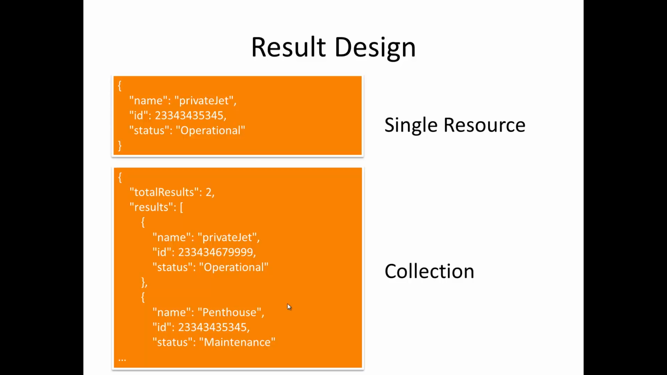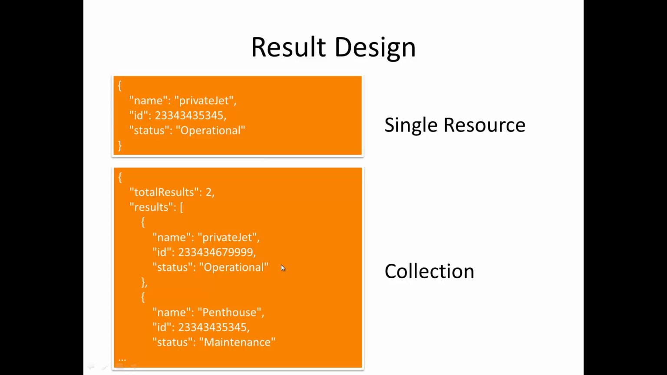Let's look at the result design. The first box is representing a single resource. So we see a JSON response in this case, which is not to say that the result should be JSON. It's just I chose JSON to be consistent. And you just see three fields, which are name, ID, and status. Nothing much to say about this. You just get the representation of the resource.